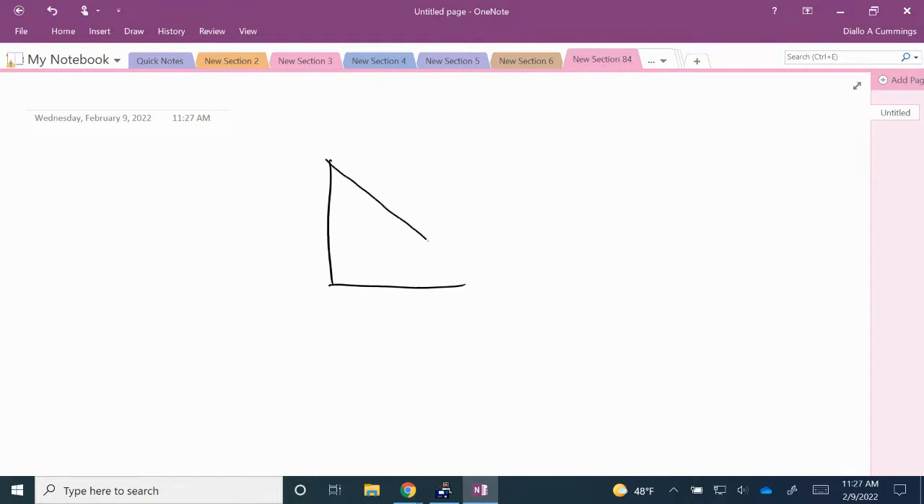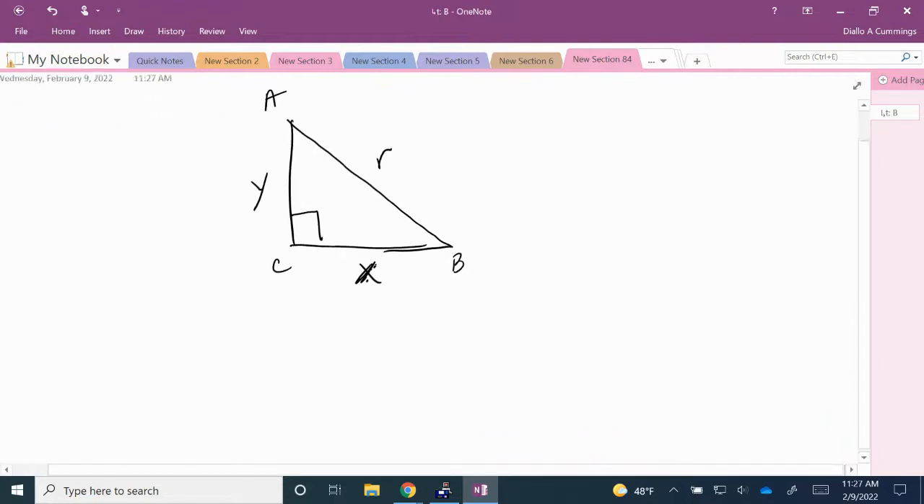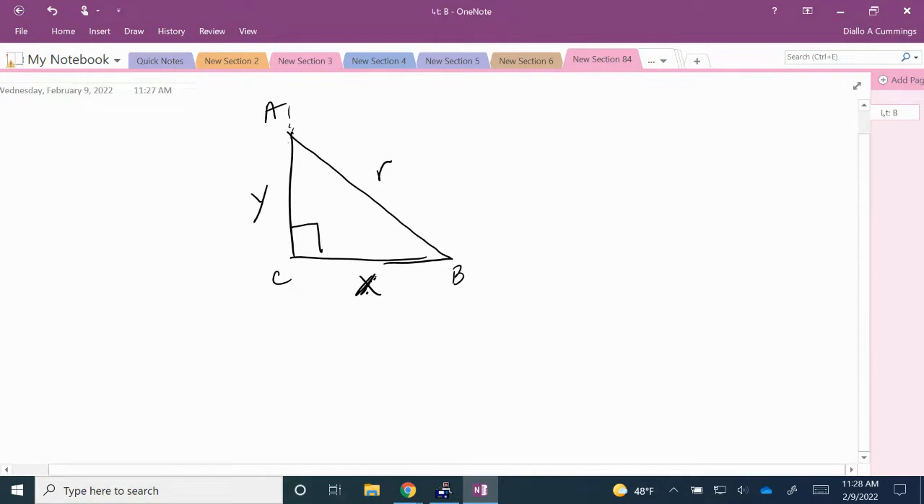Okay, I'm going to draw out a right triangle. All right, so this is A, this is B, and this is C. And we have a leg, or I'm going to call this X, and I'm going to call this Y, and I'm going to call this R, right? So keep in mind that this thing is in an X and a Y coordinate system.